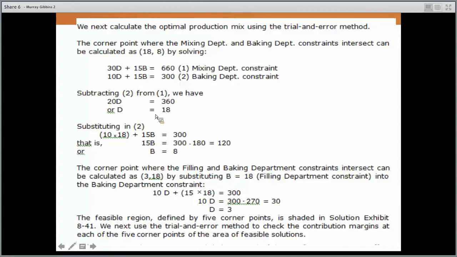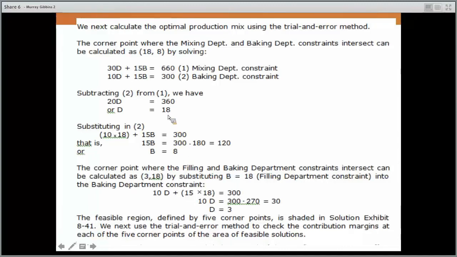All we've got to do now is put that D equals 18 back into the second equation to solve for B. So 10 lots of 18 plus 15 lots of B equals 300. 180 plus 15B equals 300. Subtract 180 from both sides to leave 15B over here. So we get 15B equals 300 minus 180. 15B equals 120 then. 120 divided by 15 will give me my B.